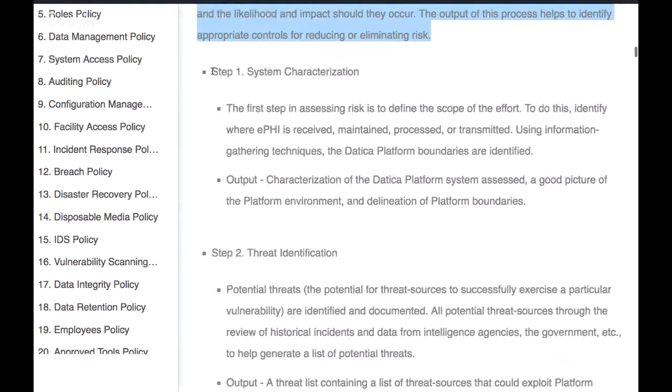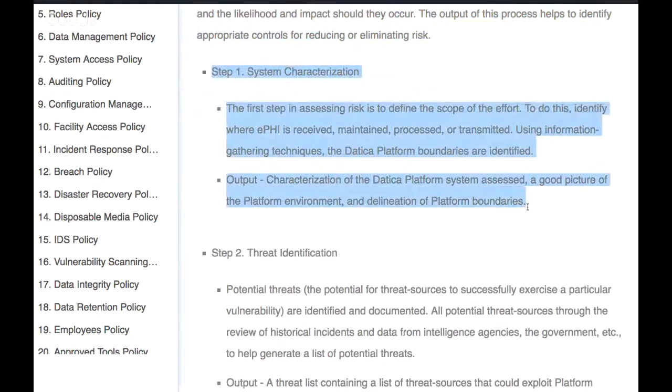System characterization. The first step in assessing risk is to define the scope of the effort. To do this, identify where EPHI is received, maintained, processed, or transmitted. Using information gathering techniques, the Datica platform boundaries are identified. Output: characterization of the Datica platform system assessed, a good picture of the platform environment, and the delineation of platform boundaries.